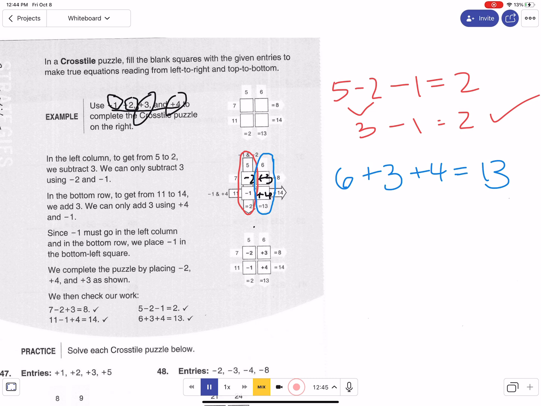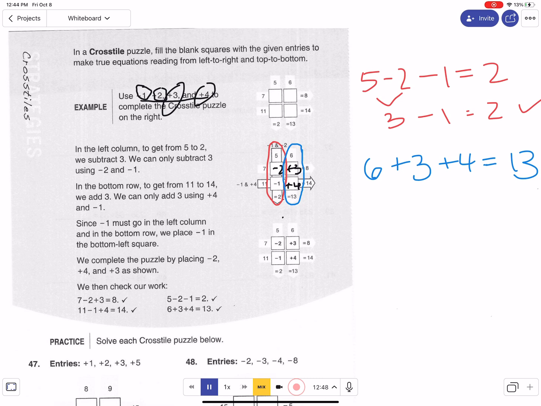Sorry if there's some background noise. Whoops, where'd my pen go? Whoops, I don't know what's going on.